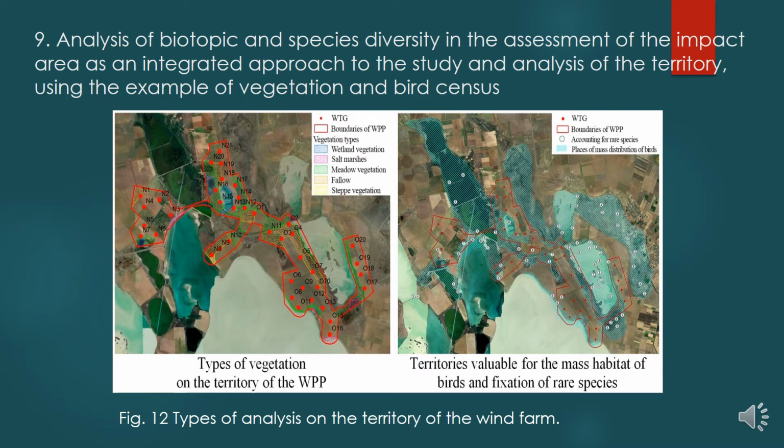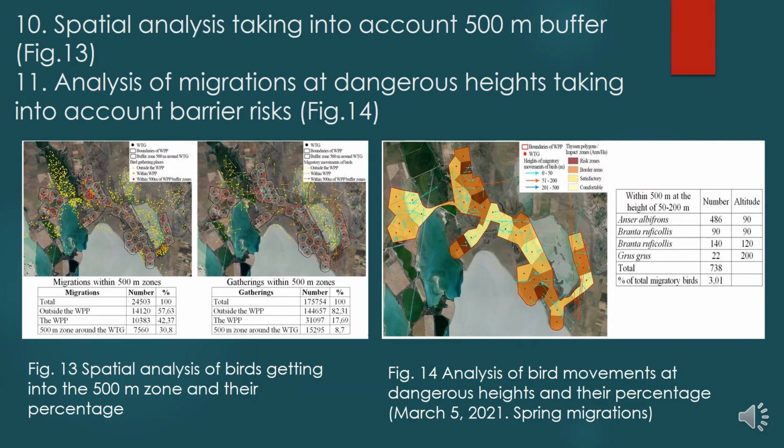Analysis of biotopic and species diversity in the assessment of the impact area as an integrated approach to the study and analysis of the territory using the example of vegetation and bird census. Spatial analysis taking into account 500-meter buffer zones. More detailed information you can see in our publication. Analysis of migrations and dangerous height taking into account barrier risks. In this case, the map shows areas in dark color where the wind turbines are located more densely and make a certain risk zone for mass migration at dangerous heights.